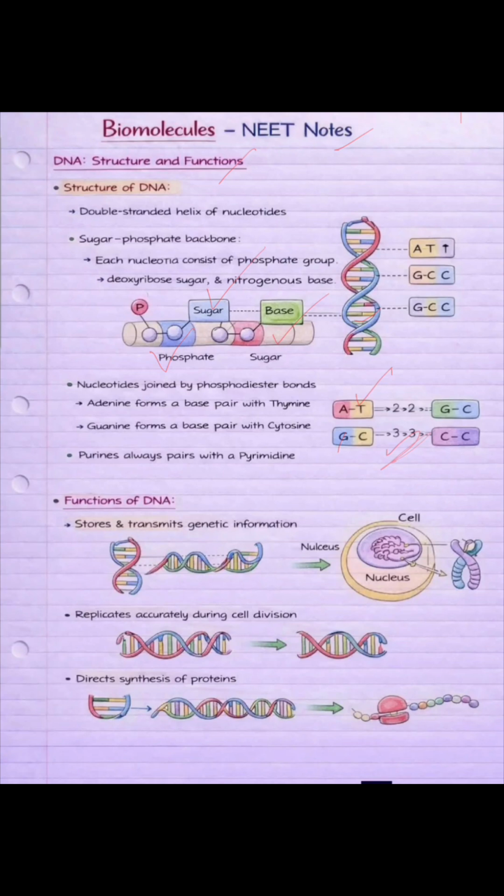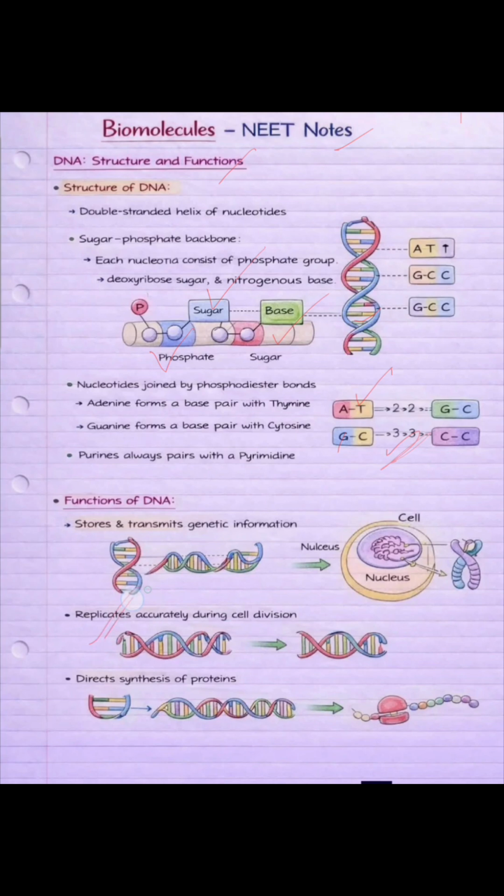Coming to the functions of DNA. DNA first stores and transmits the genetic information. It is the primary function of DNA. This information determines all the inherited characteristics of organisms, such as eye color, height, and many other traits. Second, it is responsible for the transmission of hereditary information. DNA transfers genetic information from parents to offsprings during reproduction.